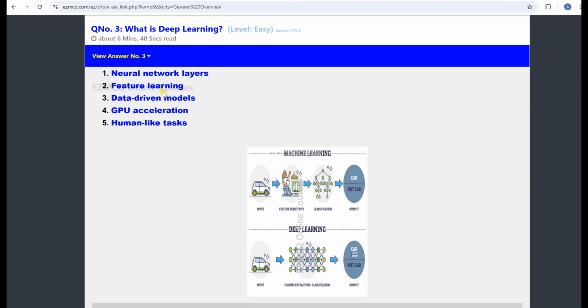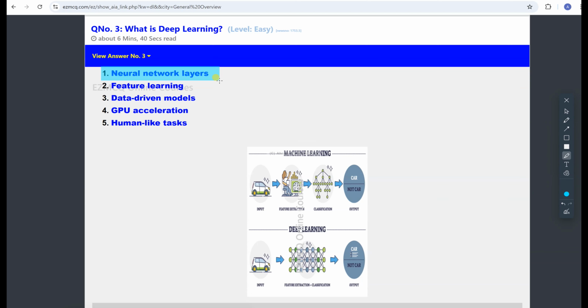So what is deep learning? We have the neural network layers. What deep learning does is the deep learning model uses multiple layers of artificial neurons, multiple hidden layers, okay? And each layer extracts increasingly abstract features from the input data, creating a hierarchy. So it enables recognition of complex patterns and helps in decision making. And it works well for tasks like image recognition, language understanding, and speech processing.